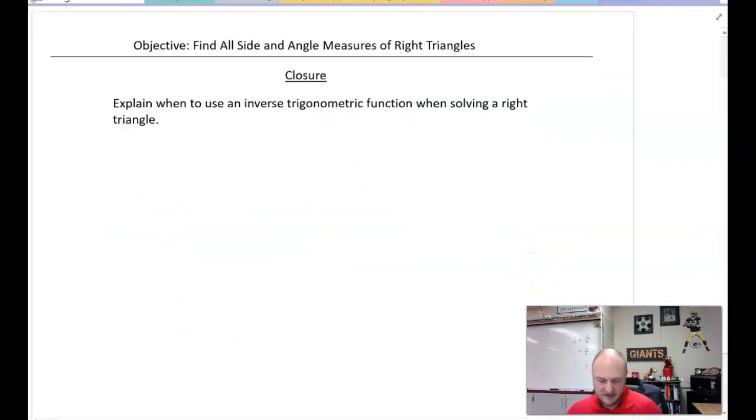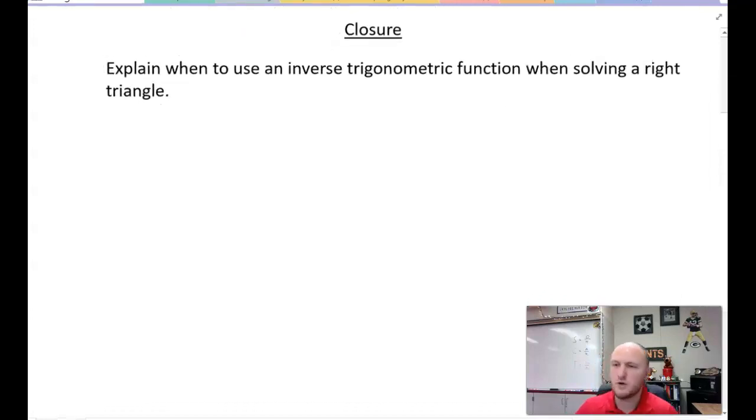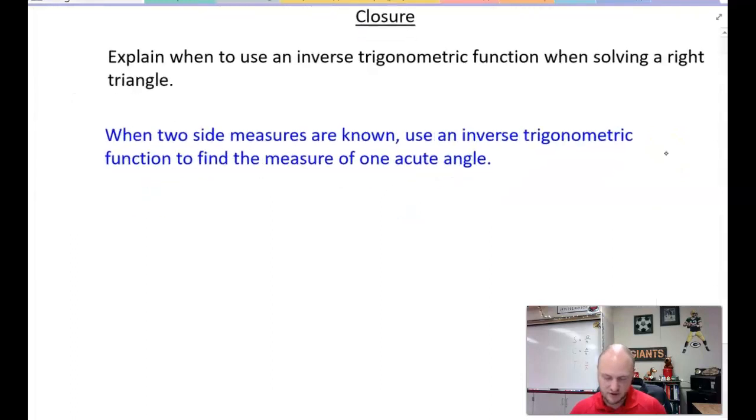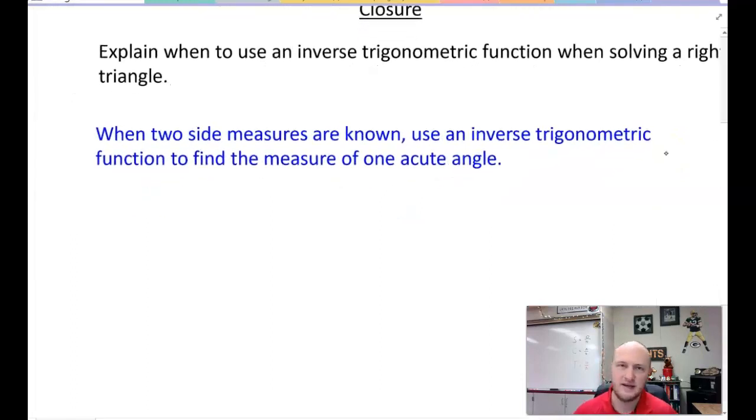All right, so last closure. How do we know when we have to use inverse trig functions when solving a right triangle? What do we use the inverse trig function for? Go ahead and write a response, and I'll show you the answer here in a second. All right, here is the response. You use the inverse trig function when you're finding the measure of an acute angle, and you have to have two sides. So that's when we use inverse trig.